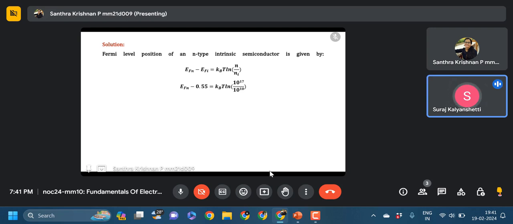0.086 into ln of n upon ni. n is 10 raised to 17 divided by 10 raised to 10. So now it is 10 raised to 7. ln of 10 raised to 7, correct? Yeah. How do I do ln?